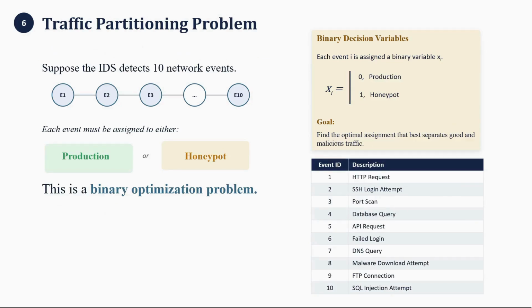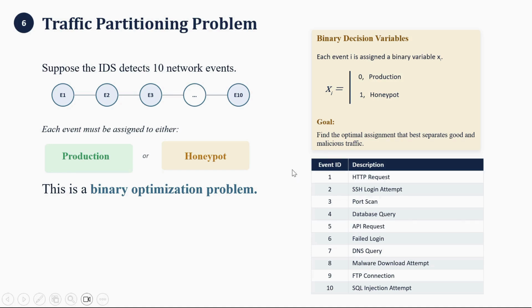Now let's consider a simplified example consisting of 10 suspicious network events. As Bloq currently supports only 10 binary variables, we have considered only 10 events. When considering these events, each event must be assigned to either the production server or the honeypot, as I already described what an event is. And this is a binary optimization problem.